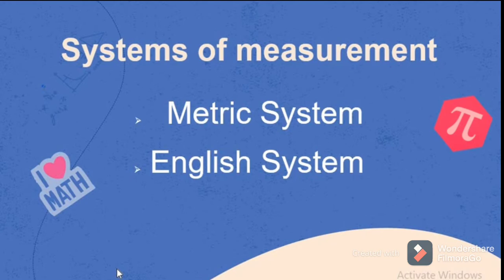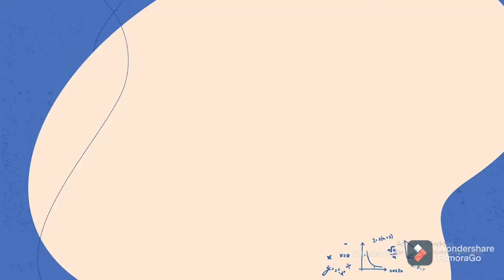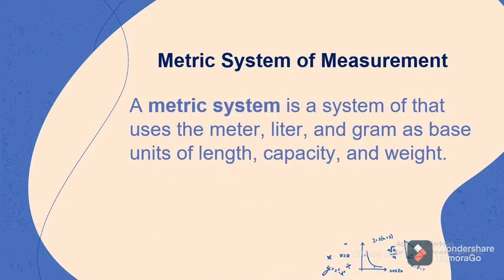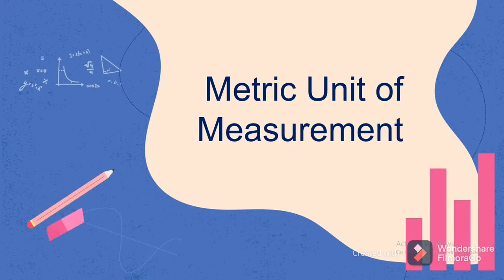There are two systems of measurement. The first one is the metric system and the other one is the English system. Let's define what the metric system of measurement is. A metric system is a system that uses the meter, liter, and gram as base units of length, capacity, and weight. There are common conversion factors in the metric system, and we need to familiarize ourselves with these conversion factors that are used when converting units.